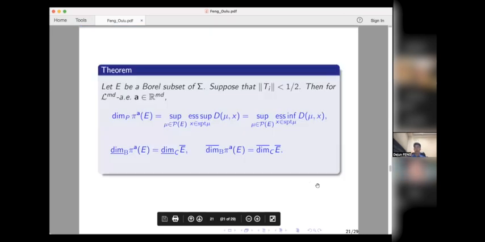And then we can express the packing dimension of the projection of set E, which is equal to the supremum of the packing dimension of the measure mu, where mu is supported on the set E. And similarly, the box counting dimensions of the projection of E are equal to the lower and upper capacity dimensions.